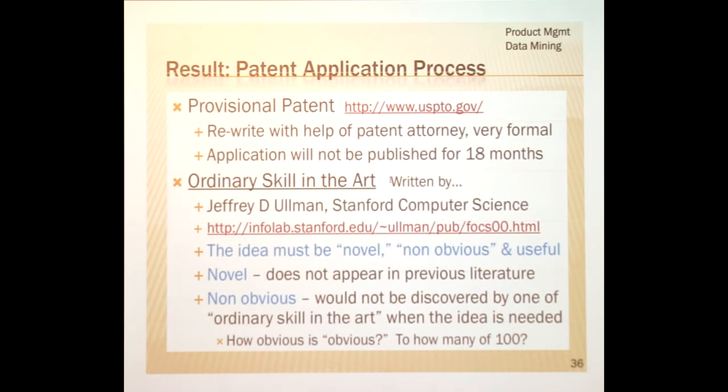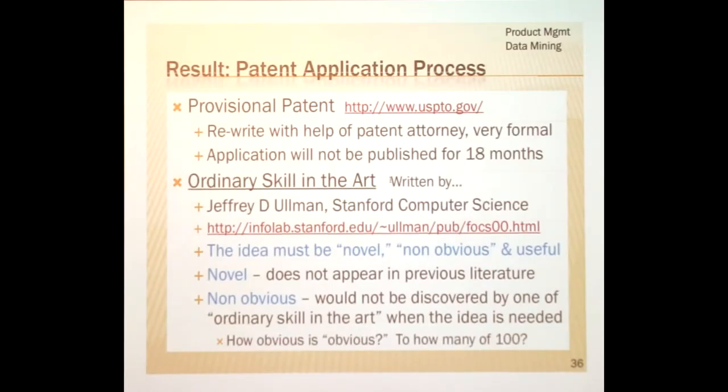Filed a provisional patent, so I found out a little bit about that. So we had some help from a patent attorney, and we're going through that formal process. Found out about ordinary skill in the art. So the types of things you can patent are things that might not be obvious to a person who has typical skill, say in data mining or in database or in software development. So the idea must be novel, non-obvious, and useful. So novel, not appearing in the previous literature, non-obvious, not necessarily easy to be discovered.